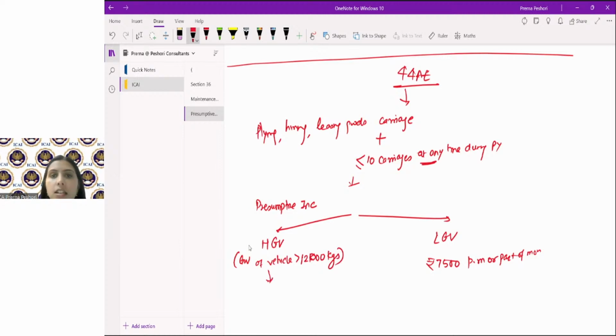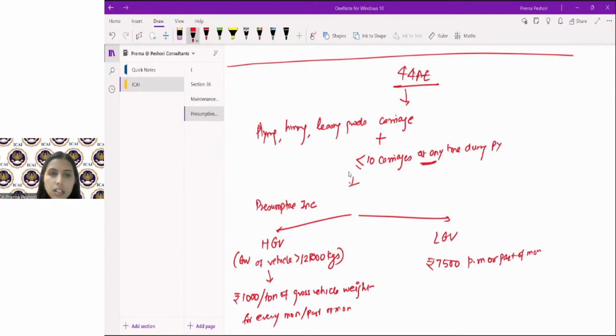In that case, what is the presumptive income? 1,000 per ton of gross vehicle weight, for every month or part of the month. Are we clear? So what is the gross vehicle weight? It is the total weight of the vehicle which is certified and registered by the registering authority as permissible for that particular vehicle. Are we clear?